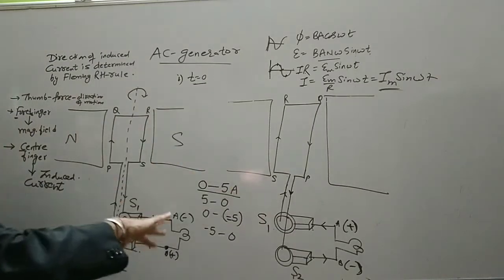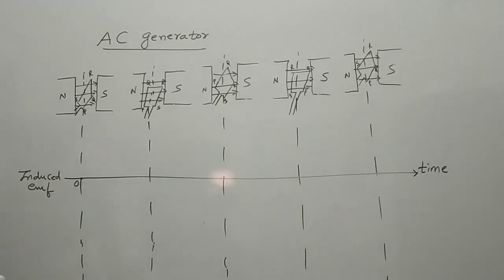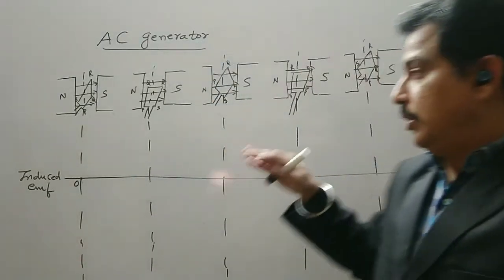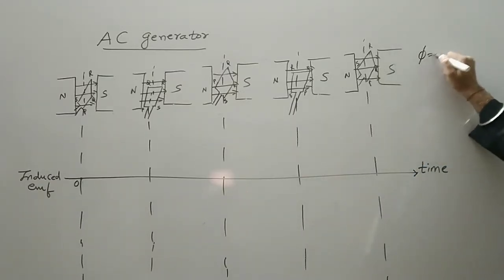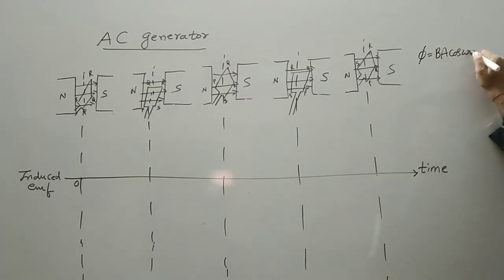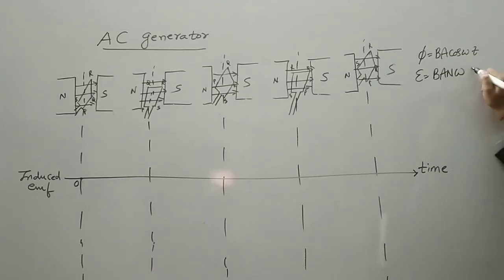So let us now see what is the plot of EMF versus time when the coil makes one complete rotation. Let us see the next diagram. The coil is rotating in a clockwise direction. So we consider the orientation now, and we will see how the induced EMF varies. We know that the flux was equal to BA cos omega t, and EMF induced was equal to BAN omega sine omega t.